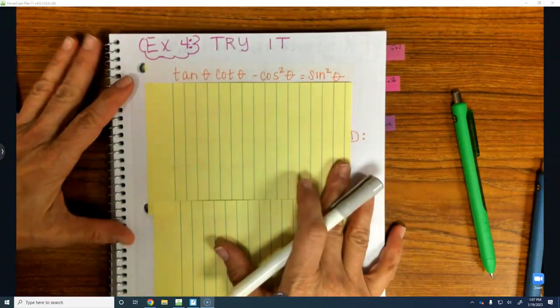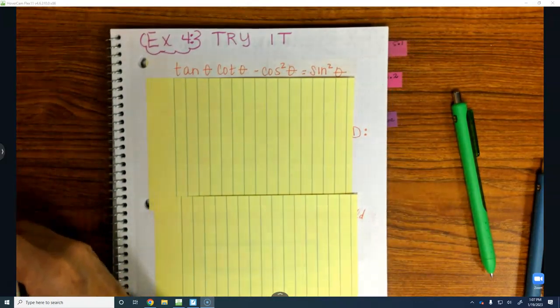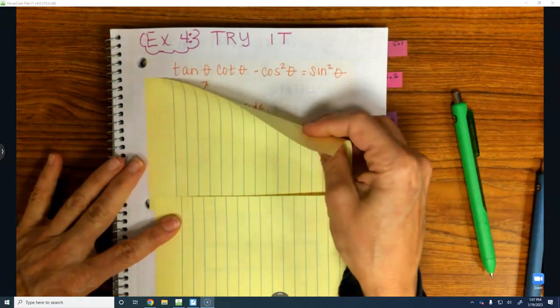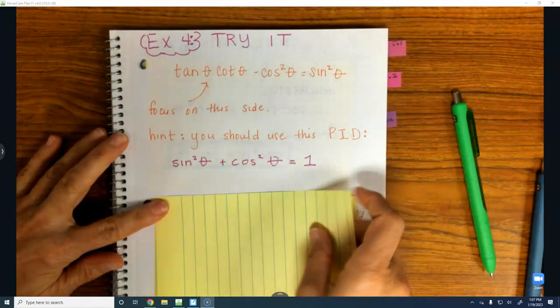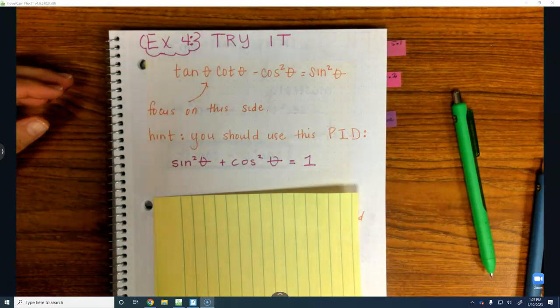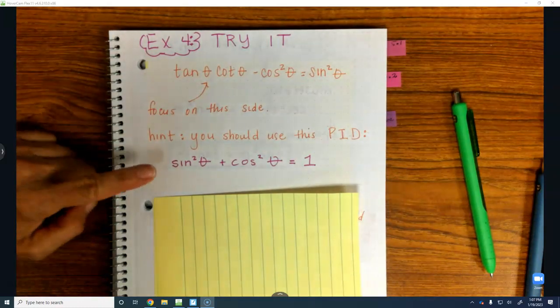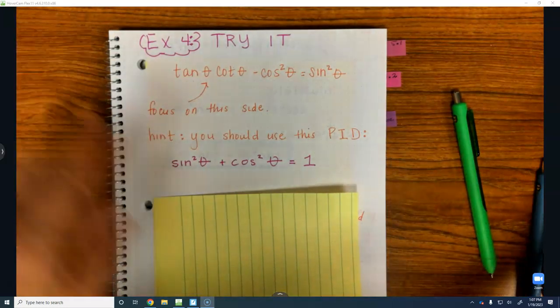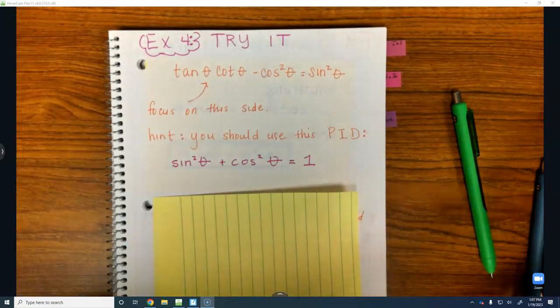Okay, so guys, I just would like for you to please try to do this one on your own. I'm going to give you a couple of tips. First of all, obviously focus on that side because that's where all this stuff is. And you know you're on the right track if you have to use that identity. So please try to make this turn into sine squared.